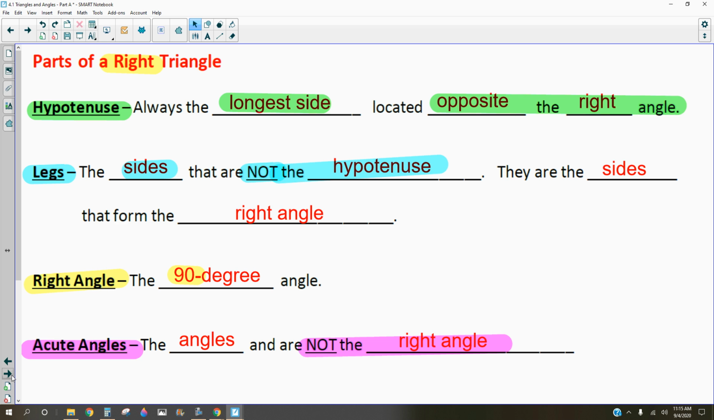The right angle is the 90-degree corner. The other two angles will always be acute. Okay, so even though there's two acute angles on a right triangle, we still call it right because it has a 90-degree angle. Let's take a look.